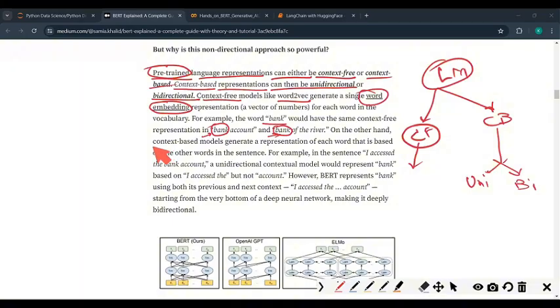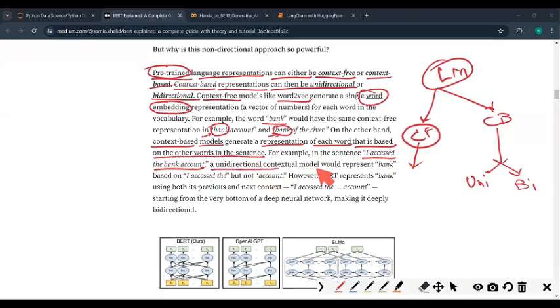On the other hand, context based models generate a representation of each word that is based on the other words in the sequence. So context based approaches try to look at the other words before doing something on a particular word. They don't look at one word as an independent word. They try to connect it with the surrounding words and then tell what it means in the context of the entire surrounding. For example, in the sentence, I accessed the bank account.